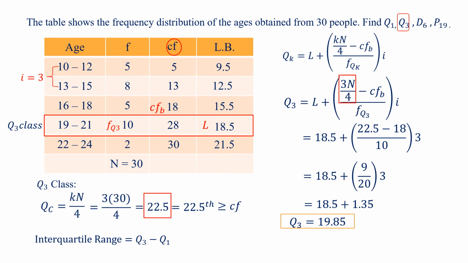Then Q3 is approximately equal to 19.85. And then in here, we are going to compute for the interquartile range, which is equal to Q3 minus Q1. So Q3 is equal to 19.85 minus the Q1 that we solved a while back, which is equal to 13.44. So the IQR is equal to 6.41.